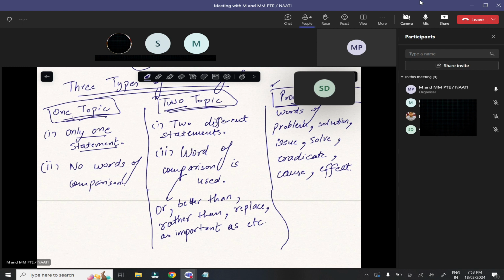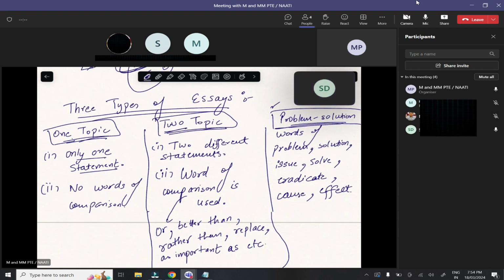Now, three types of essays. One topic, as the name says, only one statement has been given to you, and there's no comparison happening between two different things. They might say Melbourne is the world's fifth most cleanest city, or Melbourne is considered to be the fifth most cleanest city in the world. Do you agree or disagree? What's your opinion on that? Question could be anything, that's not our concern, but my point is the statement.